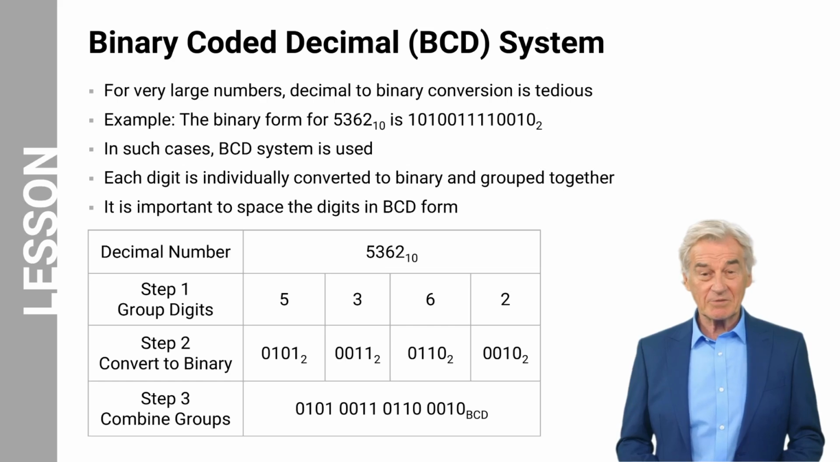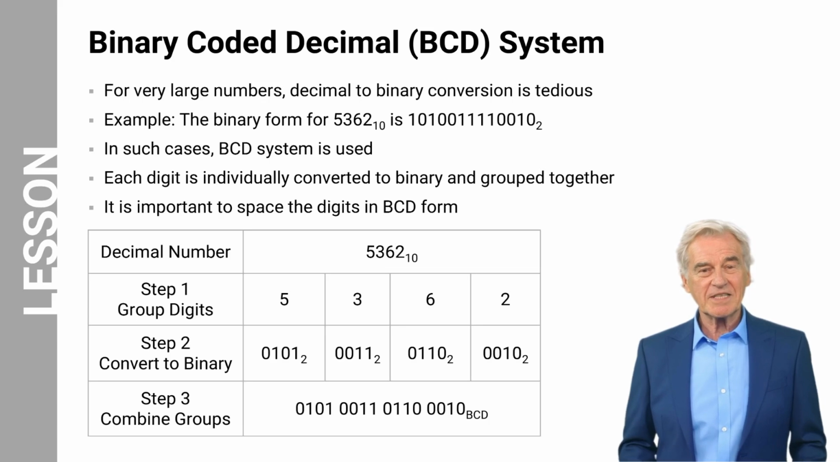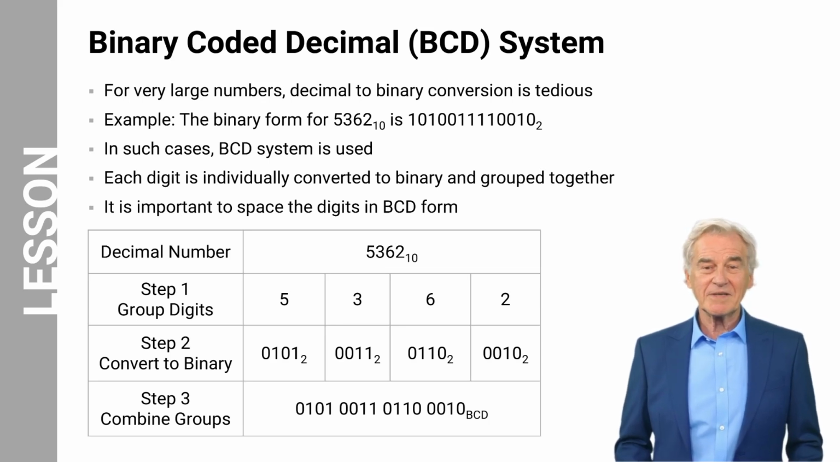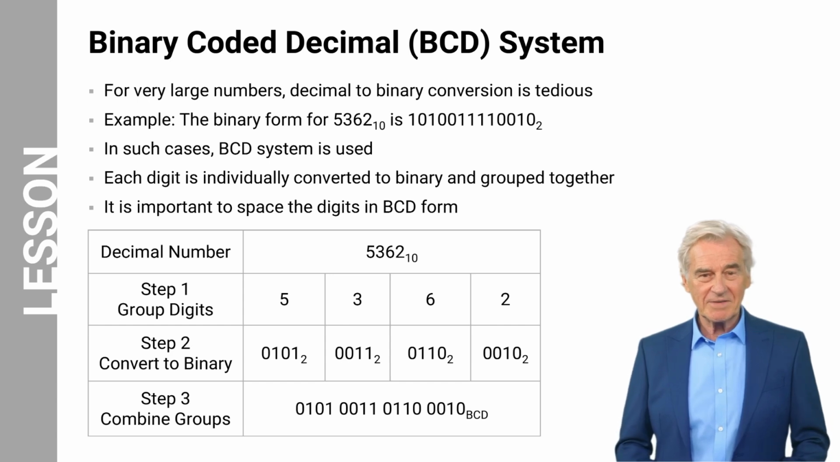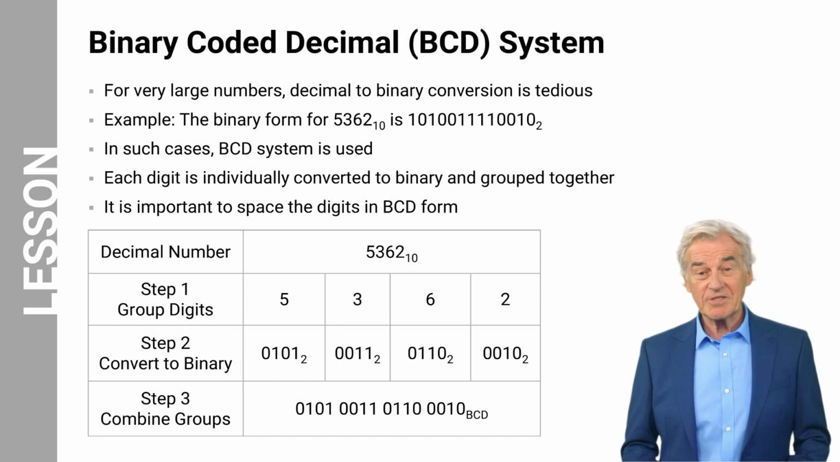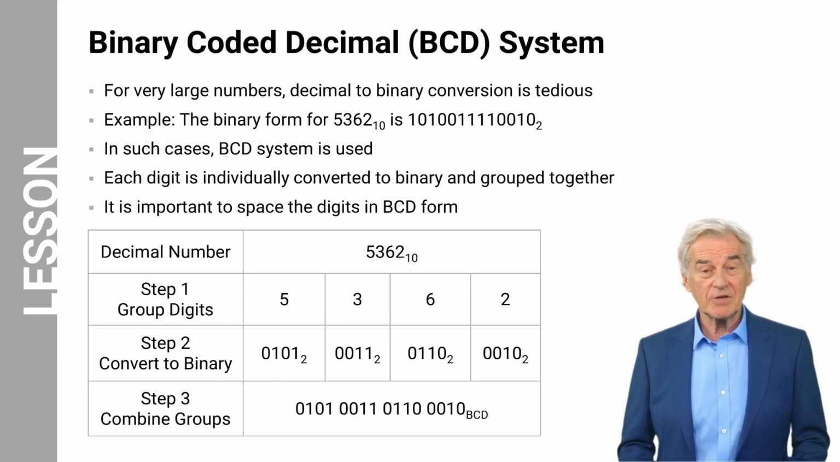Instead of performing multiple division steps, BCD converts each decimal digit individually into a 4-bit binary number. In BCD conversion, 5 becomes 0101, 3 becomes 0011, 6 becomes 0110, and 2 becomes 0010. Each decimal digit must maintain a 4-bit format because the largest decimal digit 9 requires 4 bits, 1001. The leading zeros are crucial and must be preserved.